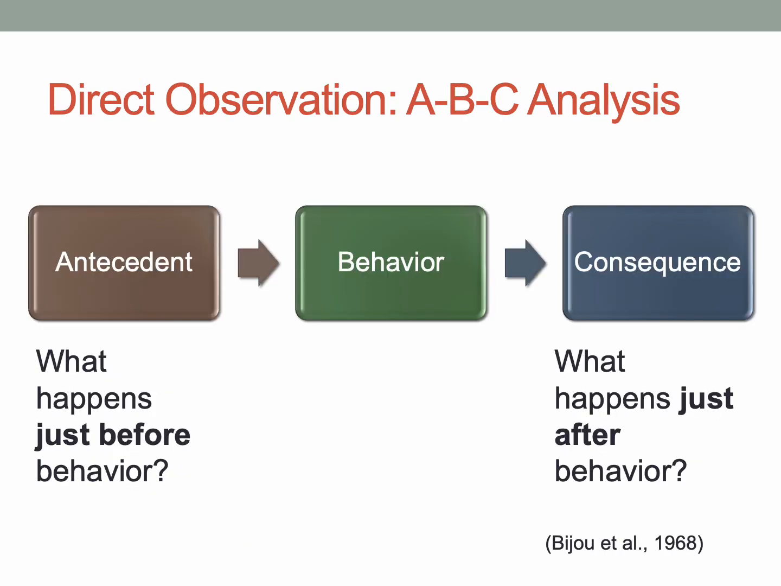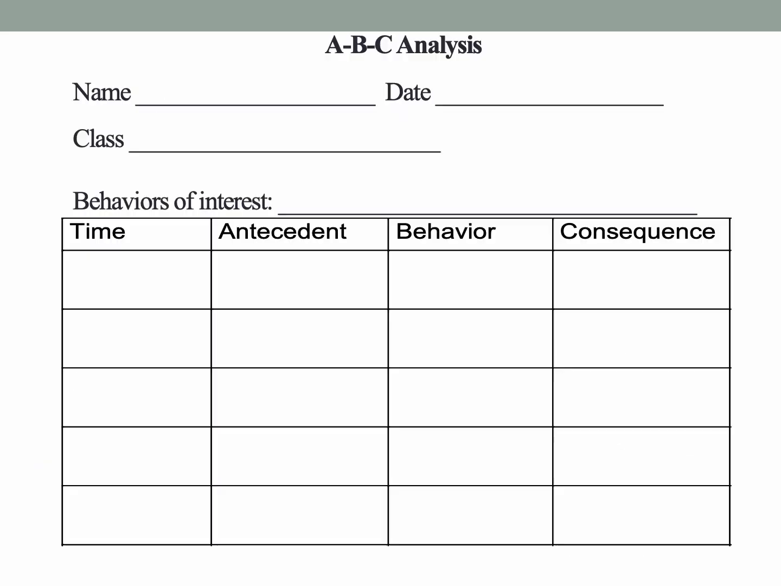So this is direct observation, ABC analysis. You will do multiple ABC observations. So you will figure out antecedents and consequences of the behavior. And the resulting patterns provide information regarding typical antecedents to behavior, typical consequences for behavior, and the result of those consequences on behavior. This is an example of ABC narrative recording.